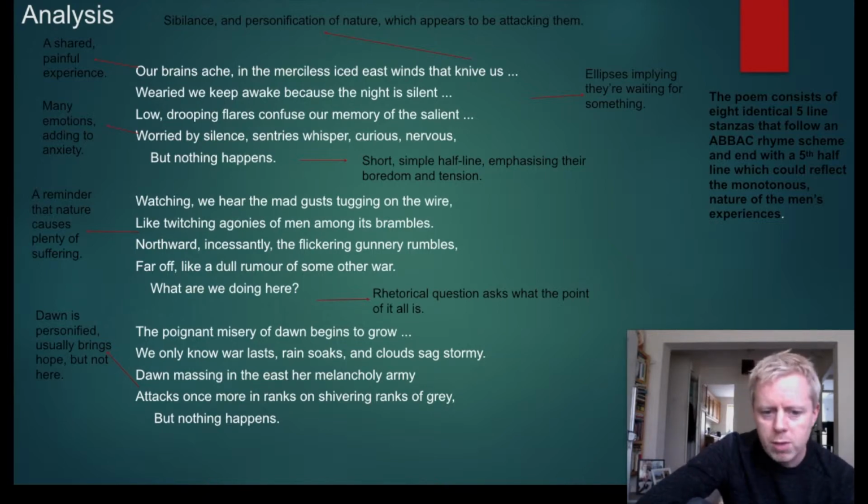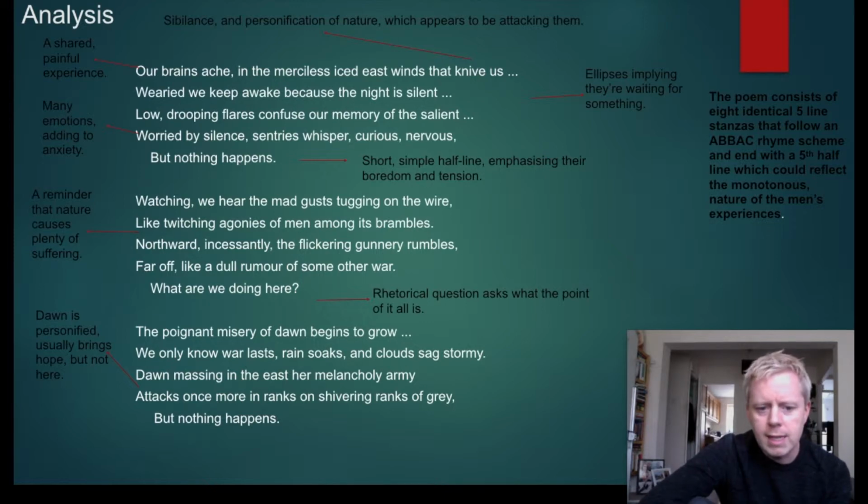The poignant misery of dawn begins to grow. I mean, a new day, you might think new beginning, but no, it's just going to bring the same relentless tension and anxiety and pain and suffering. We only know war lasts. Rain soaks and clouds sag stormy. So, what's the point of war? Well, we don't know. But what we do know is the misery it brings. That it lasts, it doesn't end. That rain makes you wet, and that clouds produce this rain.